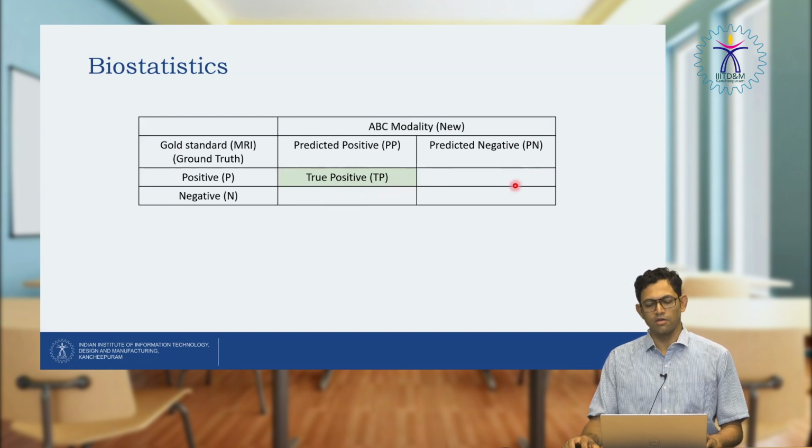However, if the person is found to be positive by the MRI or whatever is the gold standard, but is found to be negative by your own modality that you are trying to propose, that is known as false negative.